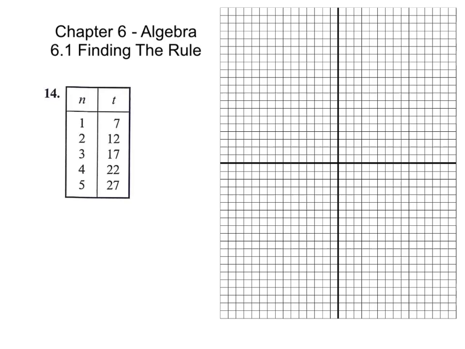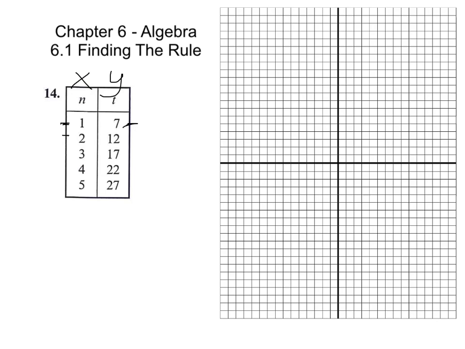Okay, welcome to Chapter 6. Chapter 6 is titled Finding the Rule. What it is looking at is patterns and trying to find a formula or equation that explains the relationship between, in this case, n and t. But in general, we can just consider it x and y because we've got two different things, an input and an output. So in the first step, the output is 7.